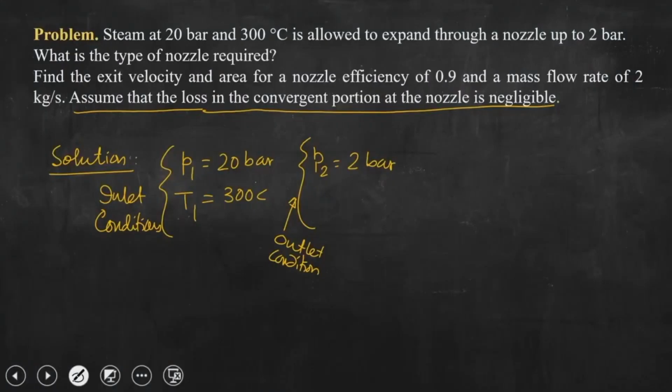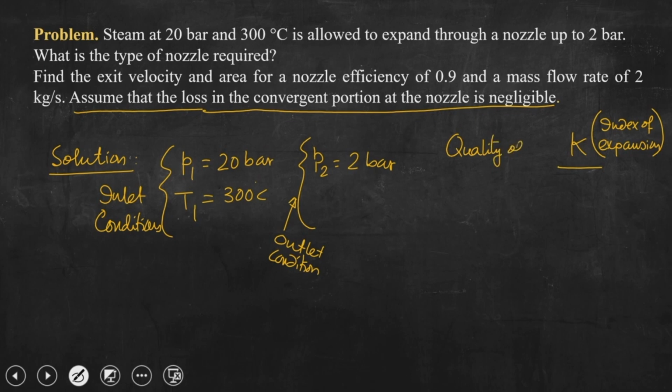So, I would like to write here the value of K, that is the index of expansion, and this is the quality of steam. If the quality is superheated steam, the value is 1.3. So, when you are solving any numerical problem, you can assume that K should be 1.3 for steam if the quality of steam at the inlet to the nozzle is superheated.